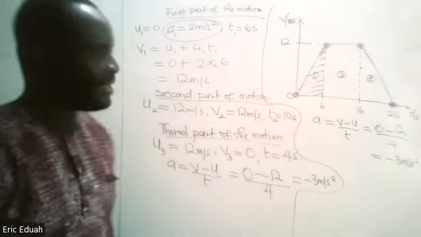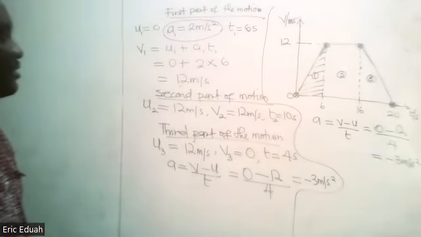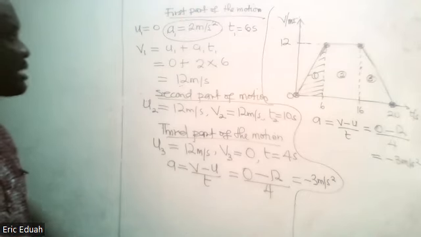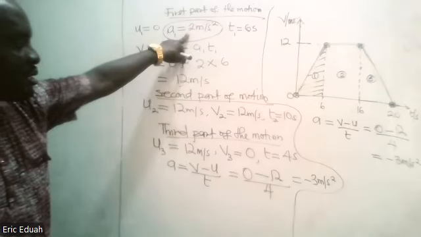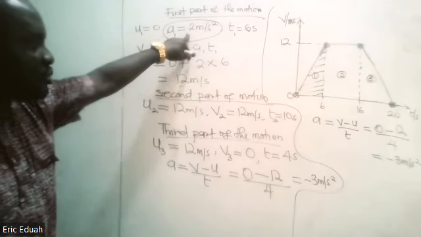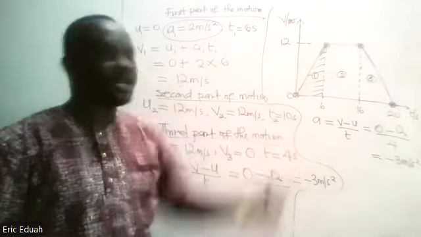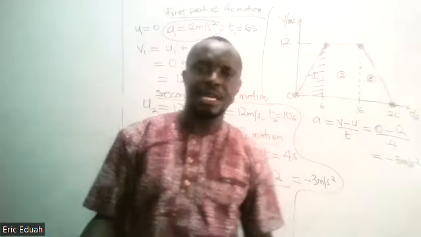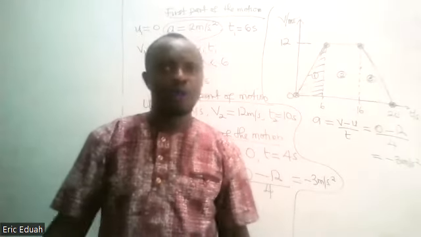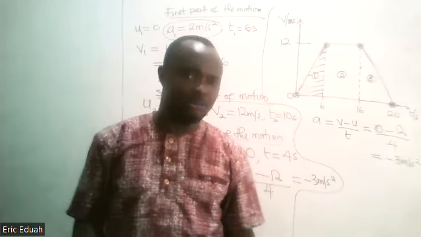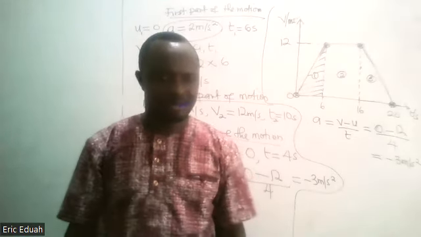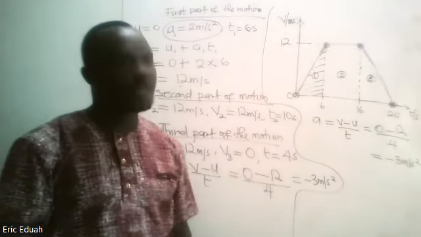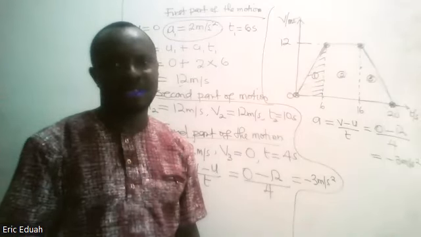Mr. Edia, please, if deceleration is negative, why is acceleration not positive? Oh, but acceleration is positive. When we get a positive value, it's an acceleration. When it's a negative value, then we give it a new name, deceleration or retardation. So deceleration is negative acceleration. Exactly. Yes.